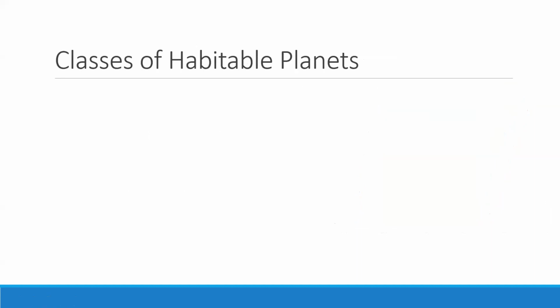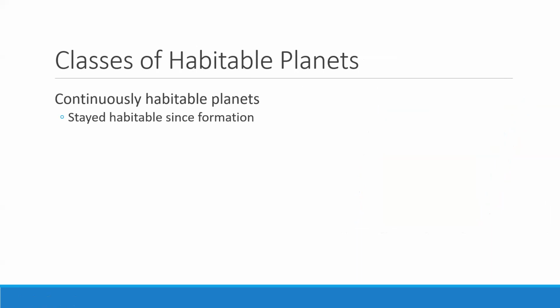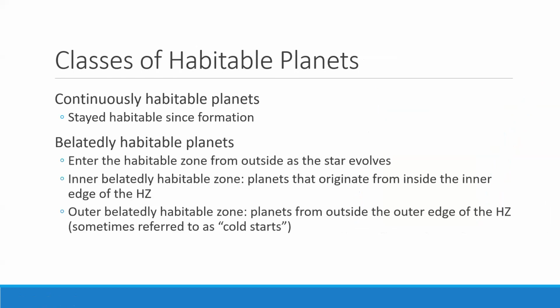So from understanding the evolution of stars, we can essentially come up with classes of planets in the habitable zone. There are what we call continuously habitable planets, which are planets that have stayed habitable since their formation. And then there are what we call belatedly habitable planets. These are planets that enter the habitable zone from outside as the star evolves. And of these planets, there are actually two subclasses.